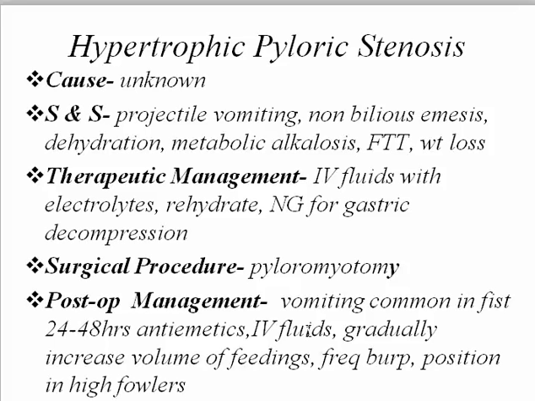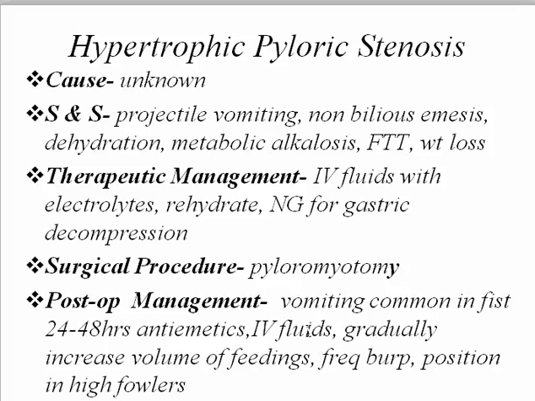So management pre-op would be, you obviously have IV fluids with electrolytes. You want to correct any alkalosis. You would insert an NG tube for decompression of the stomach. They may even be on gastric suctioning. And the surgical treatment is pyloromyotomy. And we already showed you that in the previous slide.